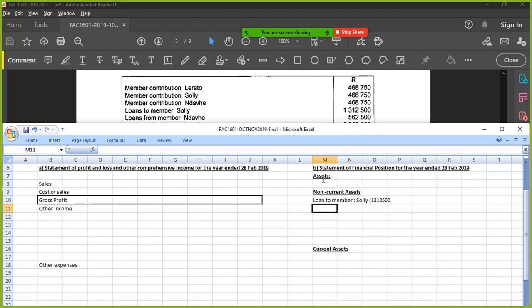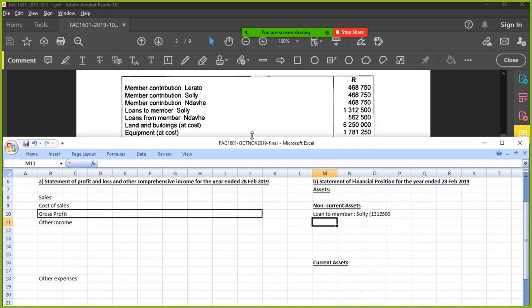Obviously, the numbers are big, so typing this into a calculator would be quite challenging if this was done, let's say, closed book on campus or at an exam venue. Okay, loans from a member. Liability. Exactly the opposite. Okay, so you don't have to look at loans from, you're only looking at loans to.